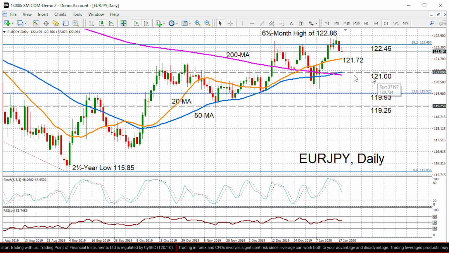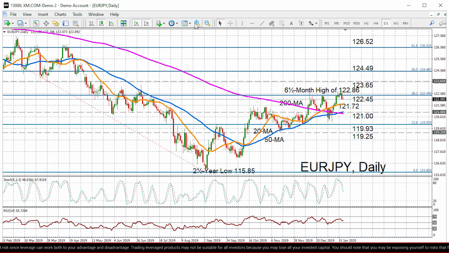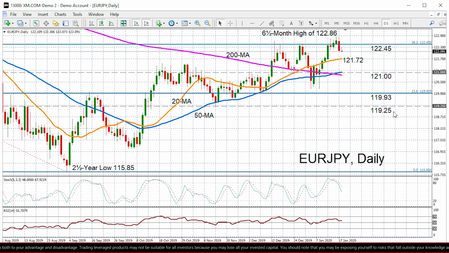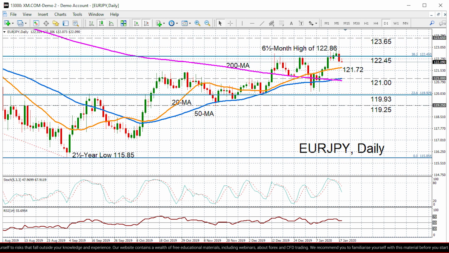To the downside, below the 50-day MA, another key support is the 23.6% Fibonacci retracement of the long-term downtrend from 133.12 to 115.85. So that comes in at 119.93. But a more critical one, whether or not the current uptrend will stay intact, is the swing low from November of 119.25.